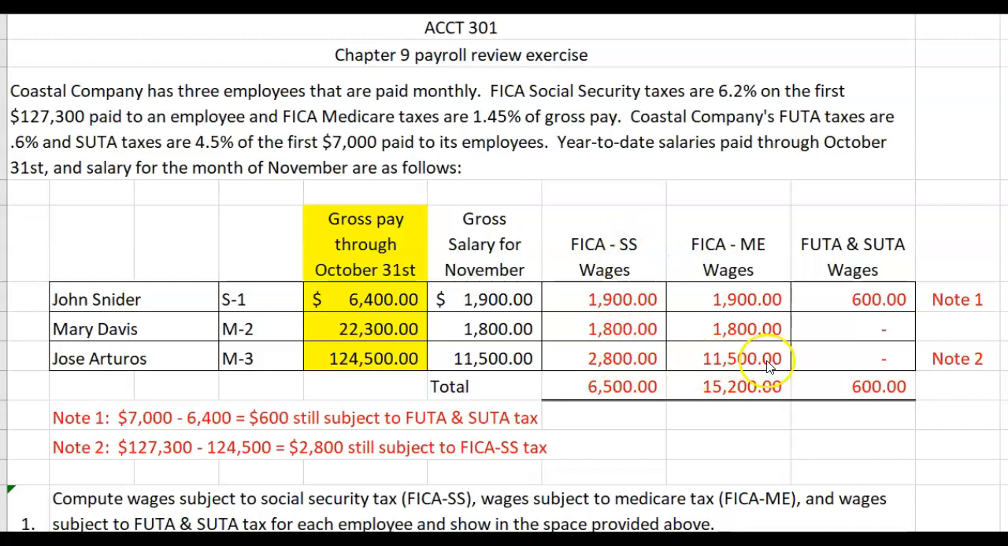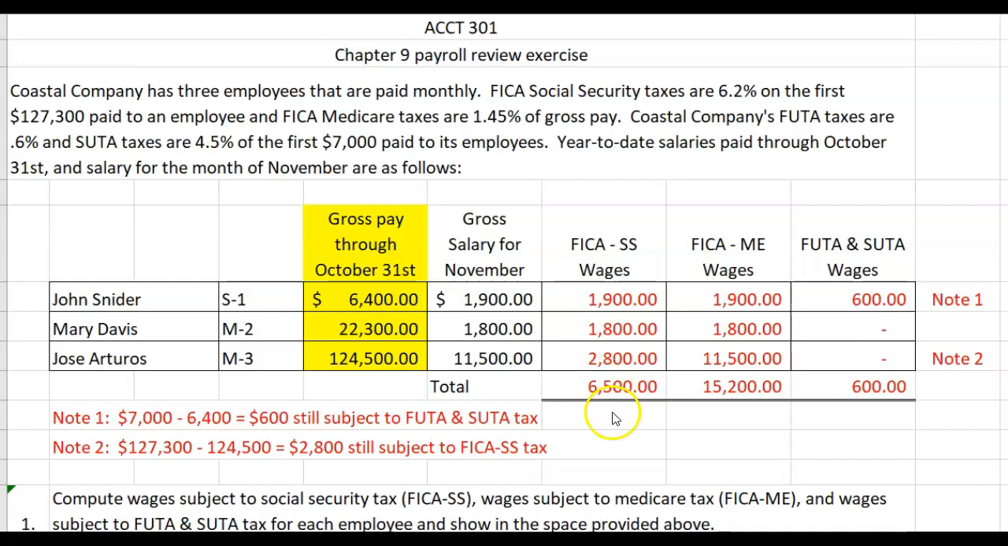Again, there is no limit on Medicare tax, so the full $11,500 of wages is subject to Medicare tax. And he had already exceeded the $7,000 wage base for FUTA and SUTA tax before he arrived at November salary. Therefore, none of his November salary is subject to FUTA and SUTA tax.